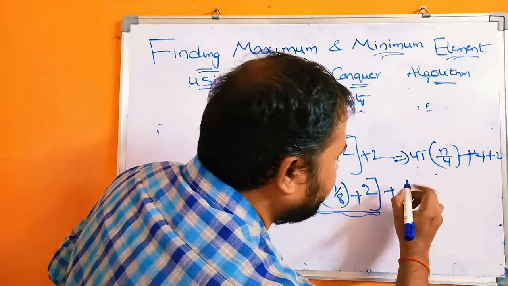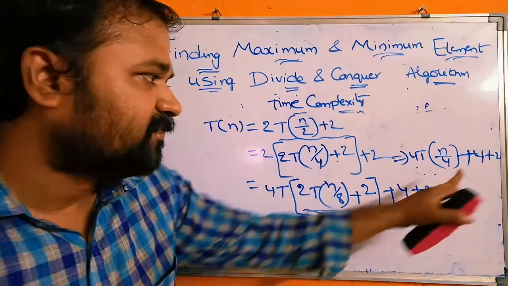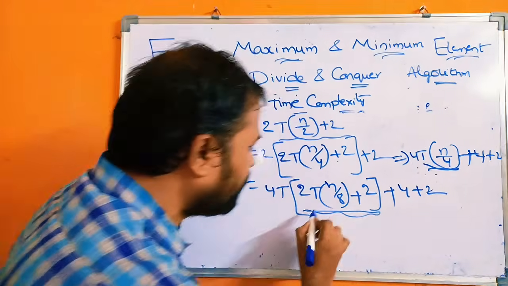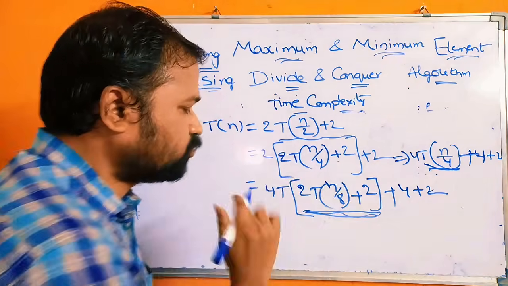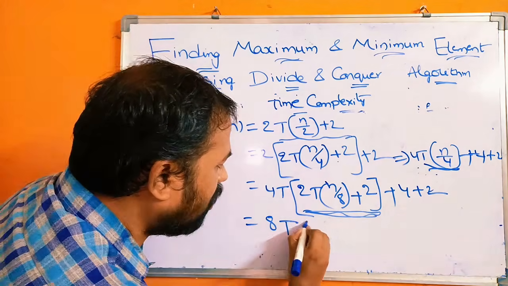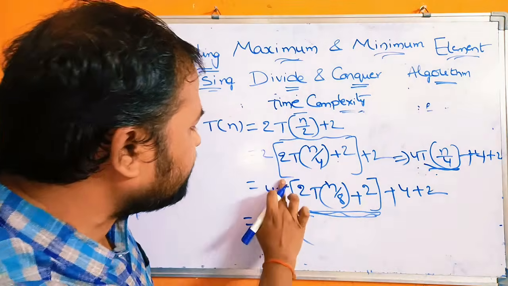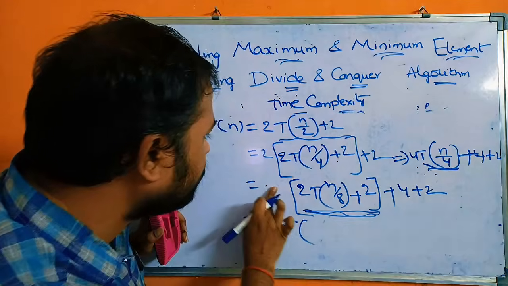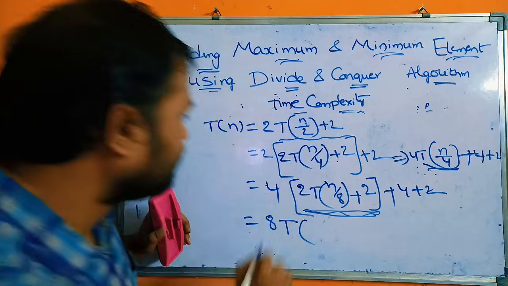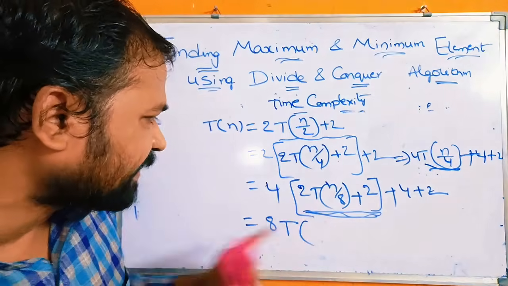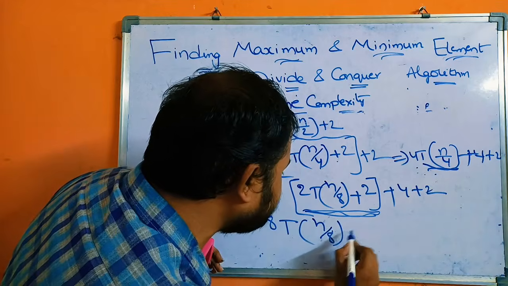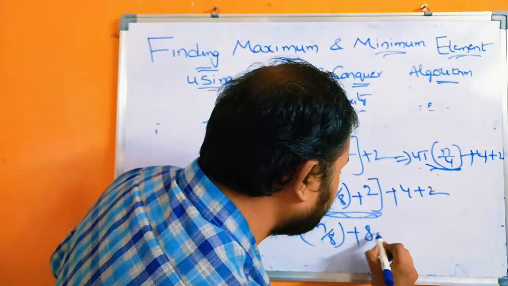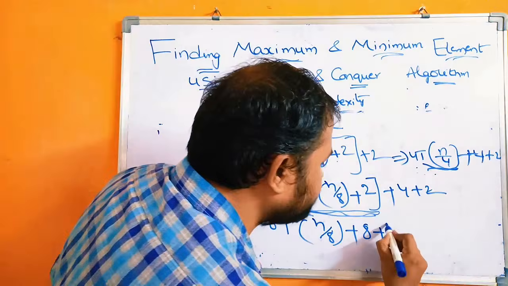Next we have two more terms such as 4 and 2. So this T of n by 4 formula is this one, 2T of n by 8 plus 2. Okay. So if we derive this one, 8T of, why? Because 4 into 2 means what? 8T of n by 8 plus 4 into 2, 8, plus we have two more terms, 4 and 2.